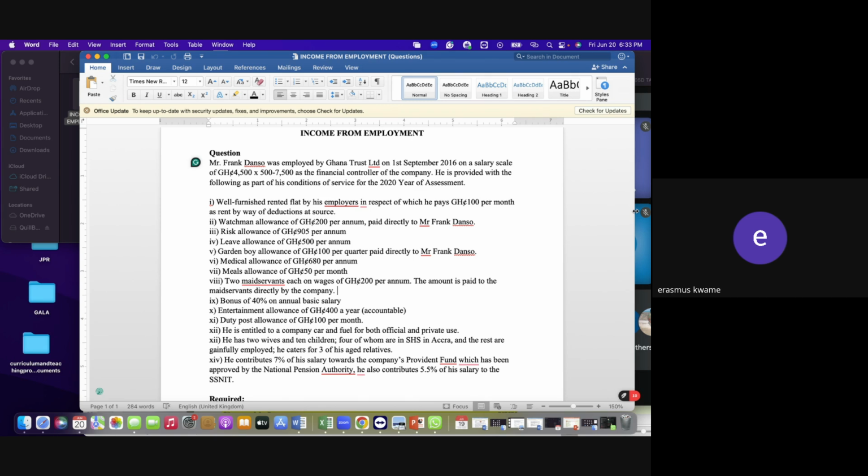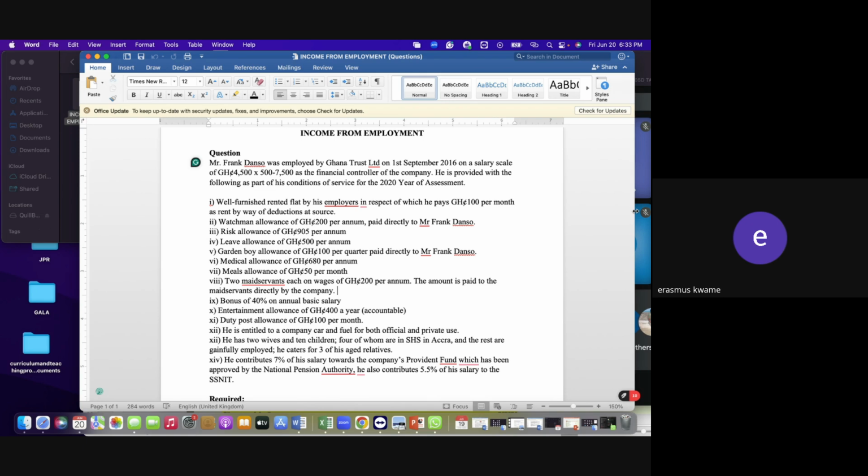8. Two maid servants each on wages of 200 Ghana cedis per annum. The amount is paid to the maid servants directly by the company. 9. Bonus of 40% of annual basic salary. 10. Entertainment allowance of 400 Ghana cedis a year, accountable. 11. Duty post allowance of 100 Ghana cedis per month.